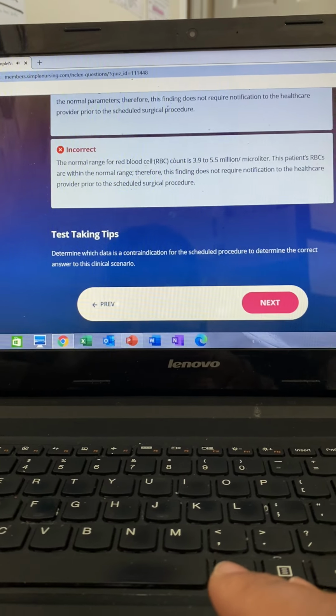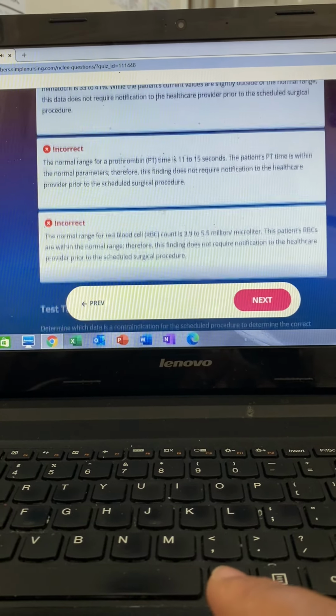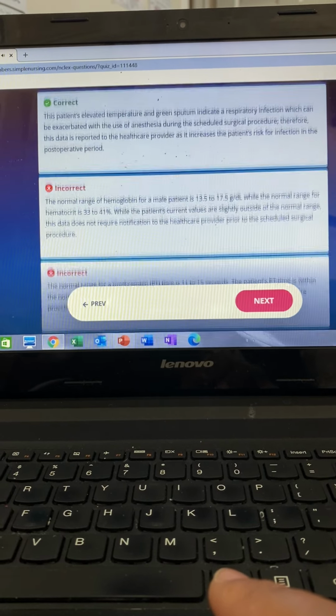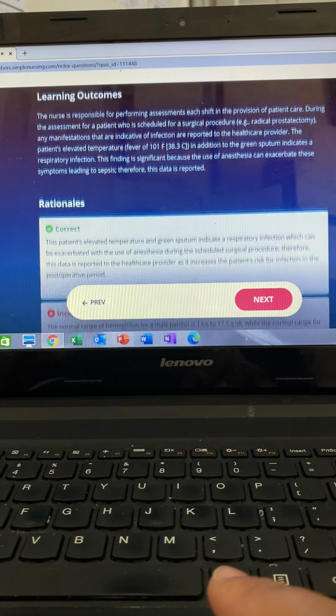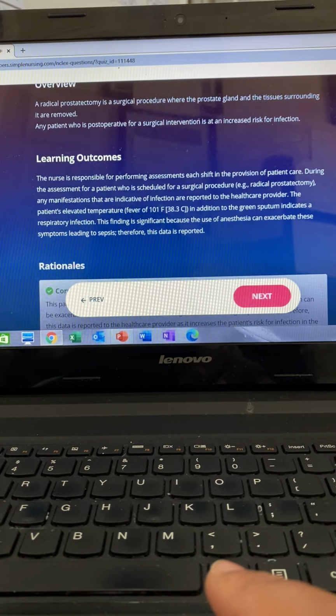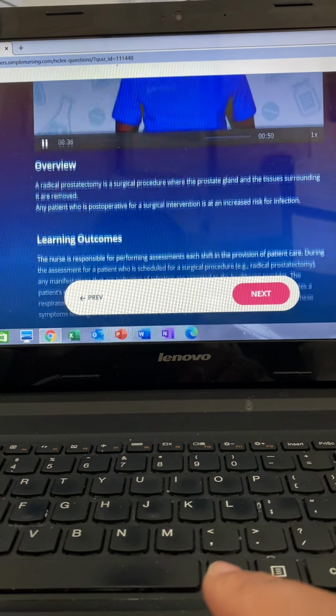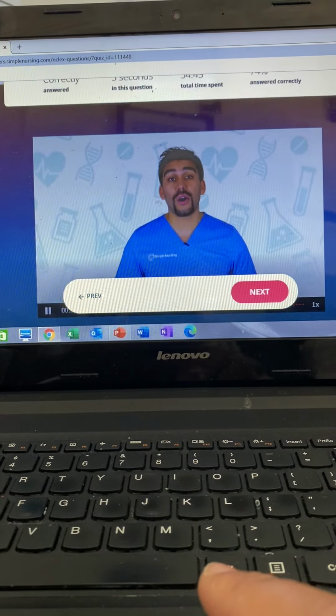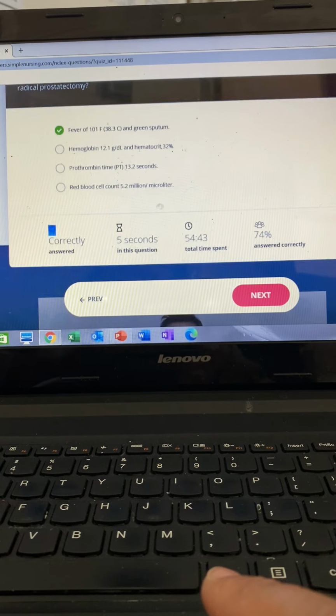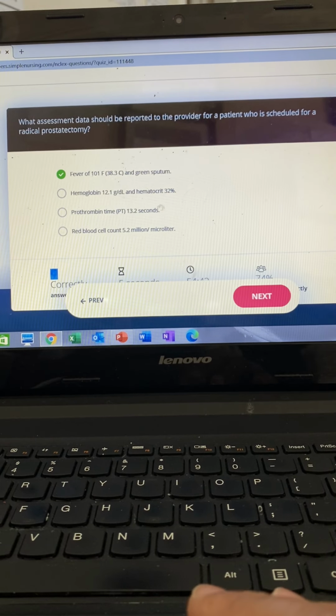So option number 1 is correct here. Febrile and green sputum, guys, huge indications for infection. And options 2, 3, and 4 are incorrect, since these laboratory findings are normal here. So guys, just remember, know your lab values for the NCLEX.